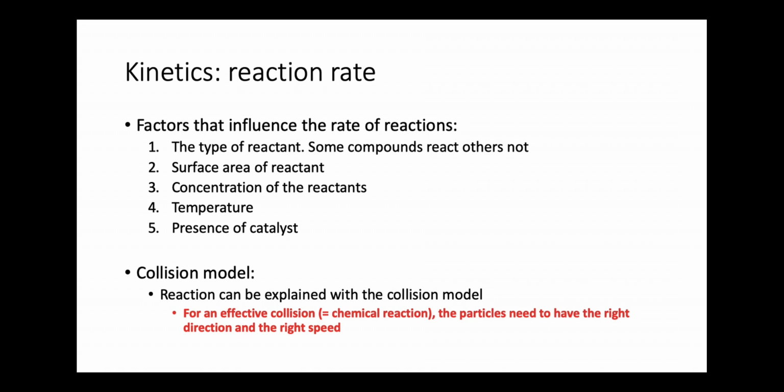Presence of a catalyst. A catalyst is not part of the reaction itself, but makes the reaction possible. Increase of reaction rate. To explain this, we can use the collision model. A chemical reaction can be seen as a collision. And for an effective collision, that's a chemical reaction, my particles, that can be molecules or atoms, need to have the right speed and the right direction.